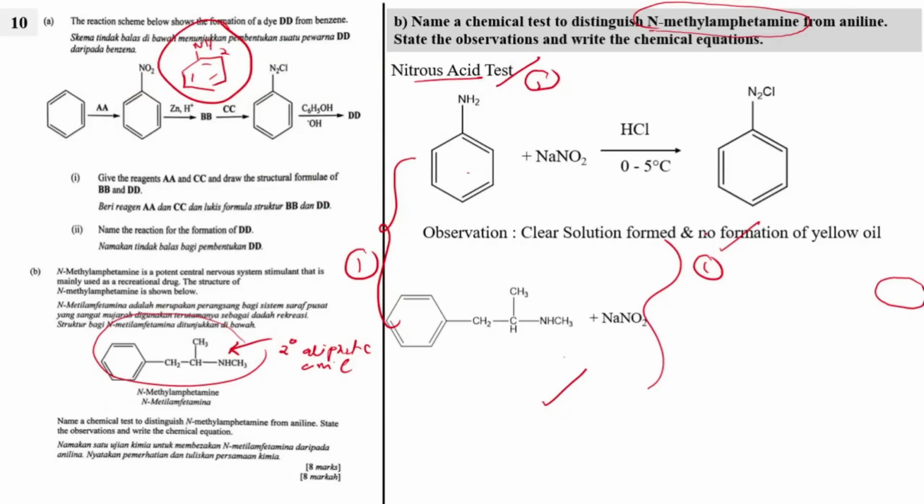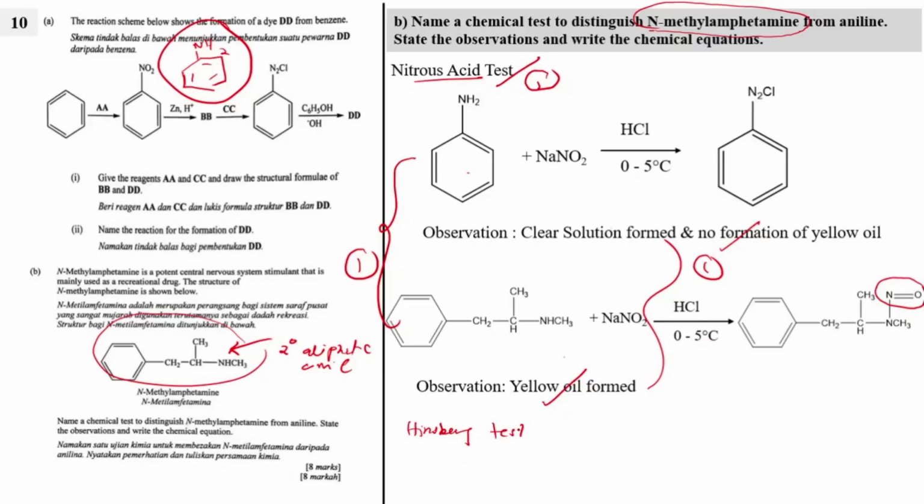3 marks here. Okay, so you need to give the name of the test, the equation, as well as the correct observation. All right. Also, you can try using the Hinsberg test. You can also use that in order to get marks. But as usual, name the test, do the equation, and then write the observation. Or you can use the bromine test, the bromine water test.